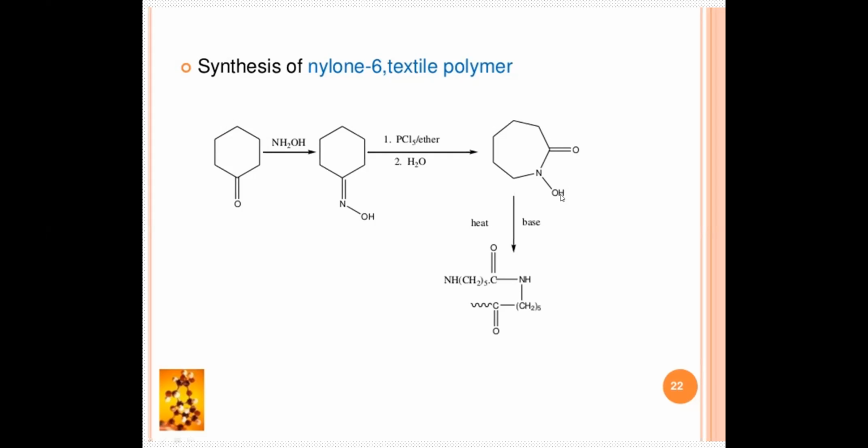So it can be used for ring enlargement reaction and for preparation of caprolactam. What you see over here should be H instead of OH, and this is known as caprolactam. When you heat it with base, you get nylon 6 polymer, which is a textile polymer used in the textile industry.